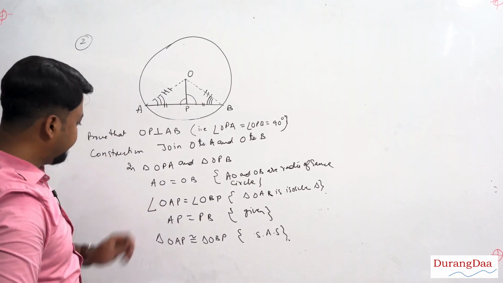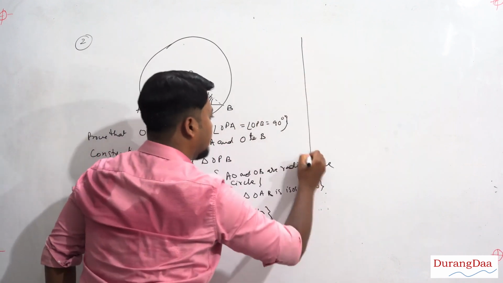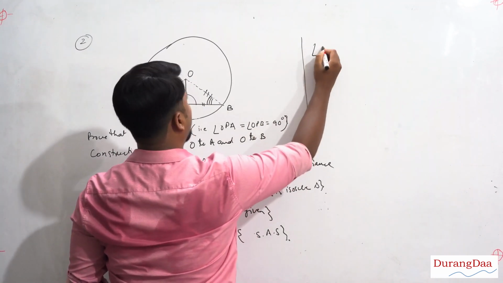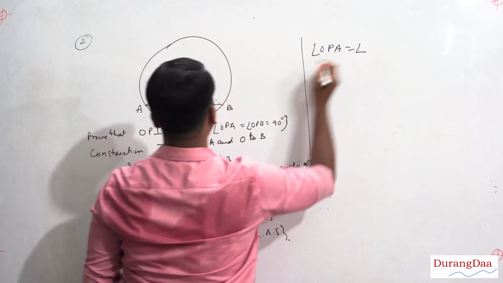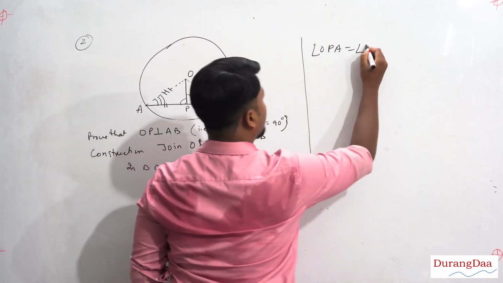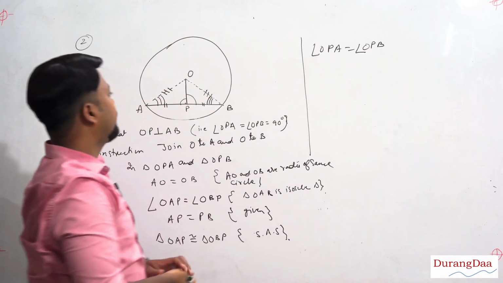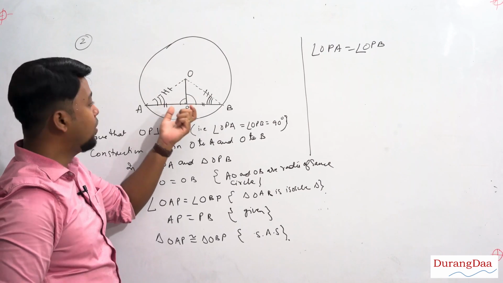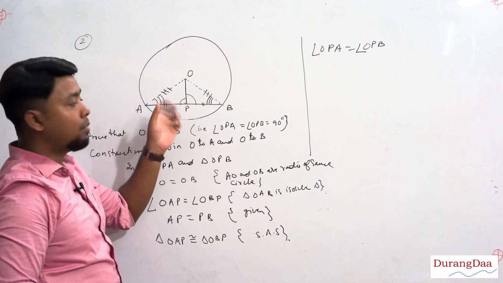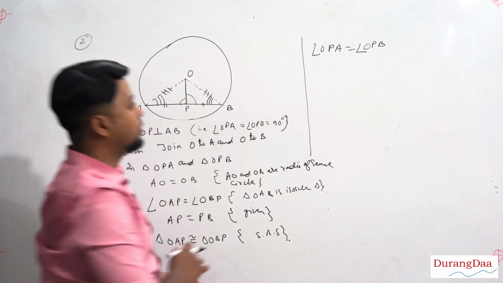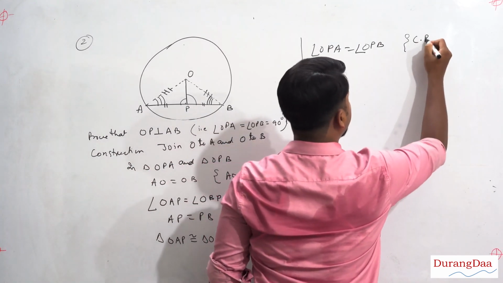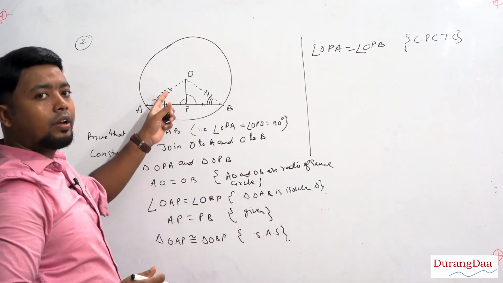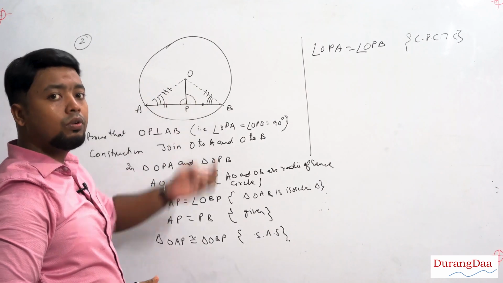So after this, since two triangles are equal, we can directly write angle OPA equals to angle OPB. Why? Look carefully. OPA and OPB are actually two angles of two congruent triangles, and by CPCTC we can prove them equal. So write down the reason here. By CPCTC, all right, they are angles of two congruent triangles, corresponding angles of two congruent triangles.